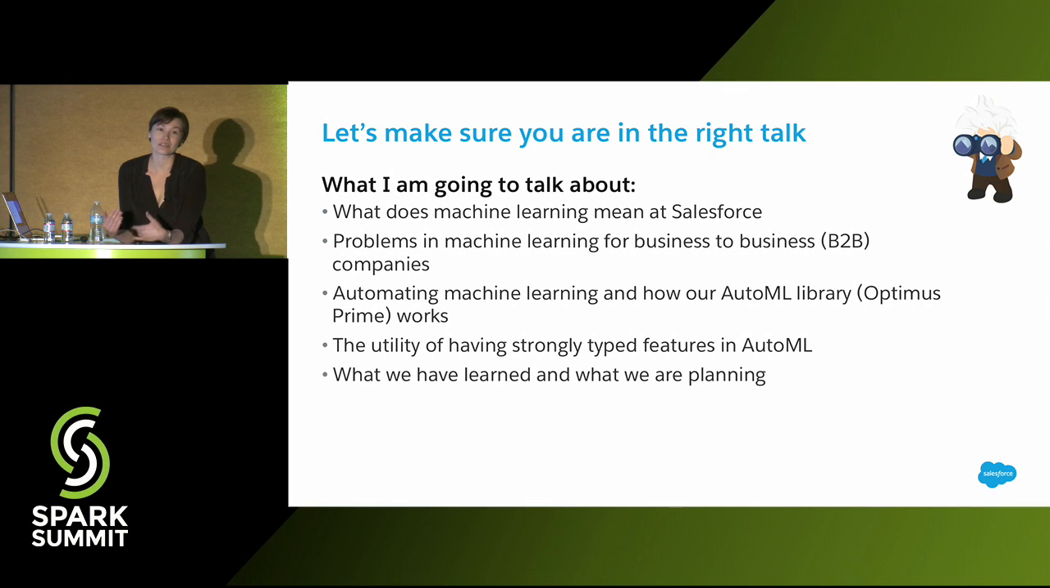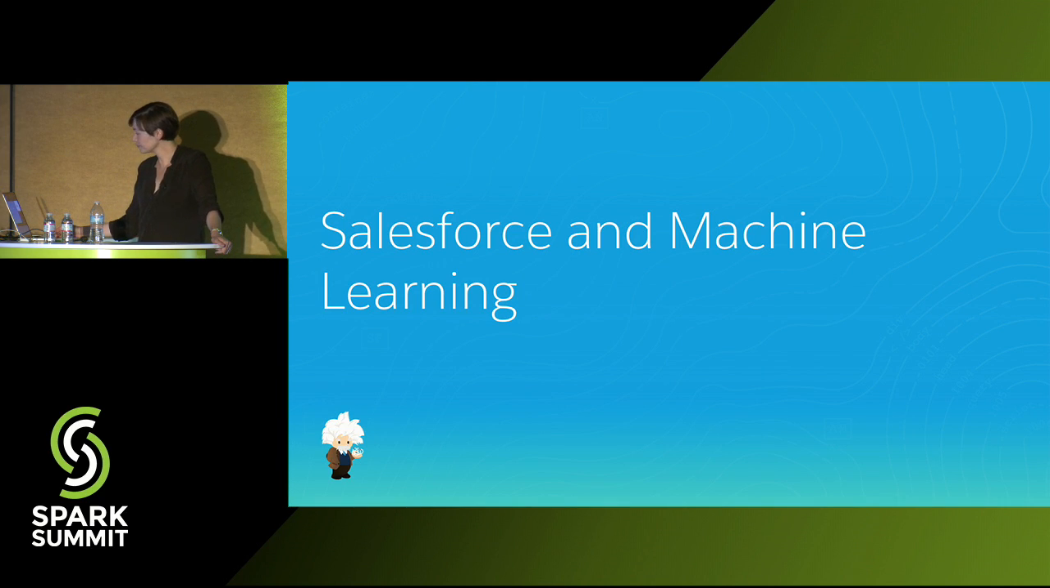Then I'll talk about how we solve a lot of those problems using AutoML, so automating a lot of the steps that you do in a typical machine learning workflow. And I will really harp on the utility of types in doing that, how types help them, how we use them in our automation. And then I'll give a brief summary of what we've learned and where we think we're going with this.